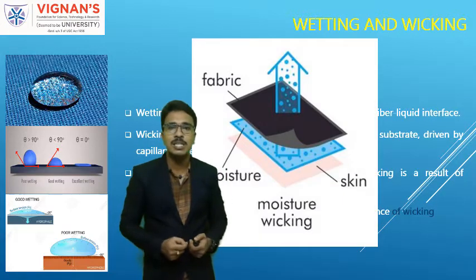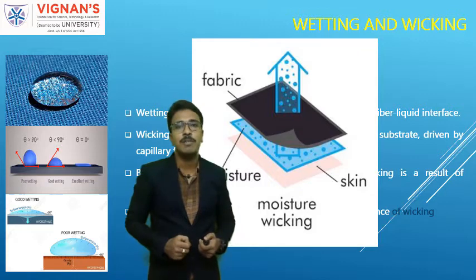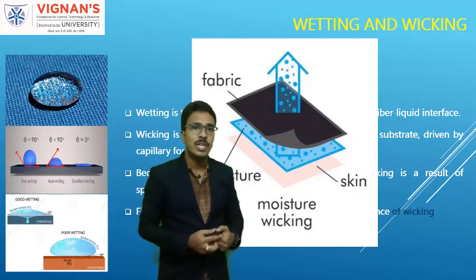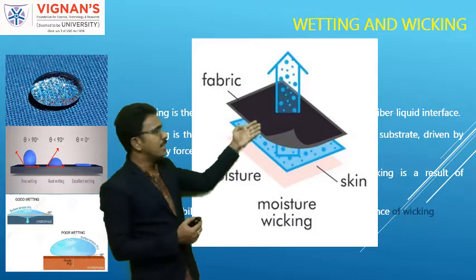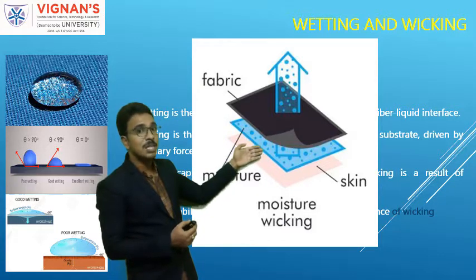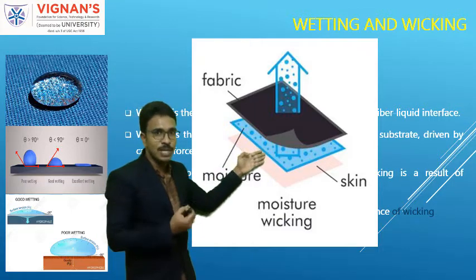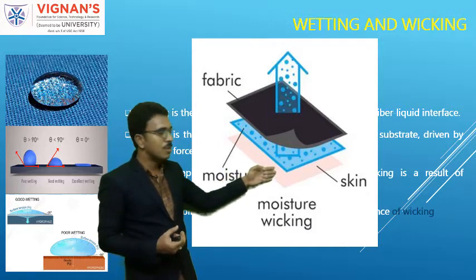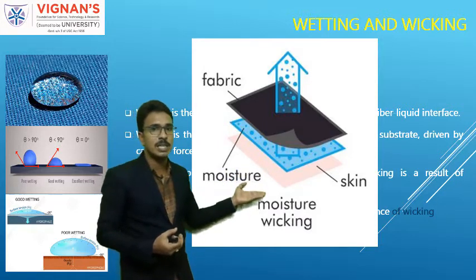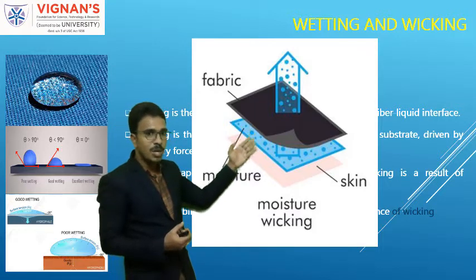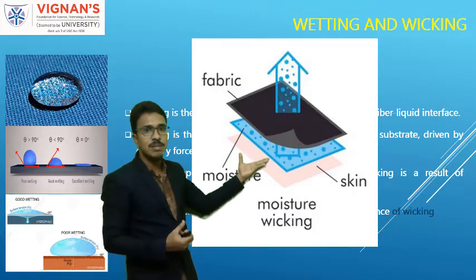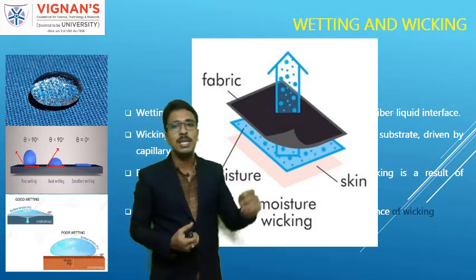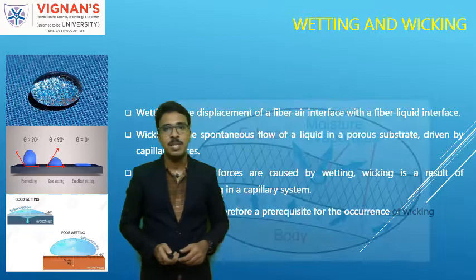And here also you can see the wicking process. You can easily understand from this image. The top one is the fabric surface, and the bottom one is the moisture, which is nothing but the sweat that is produced. And the bottom one is the skin layer. Now through the fabric, the sweat or moisture escapes from the body in the form of wicking. Understand?